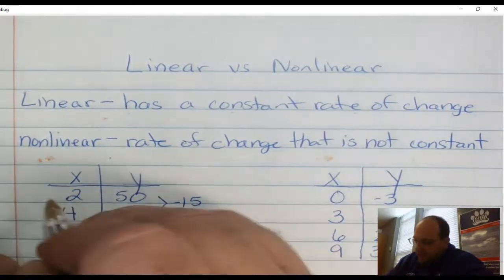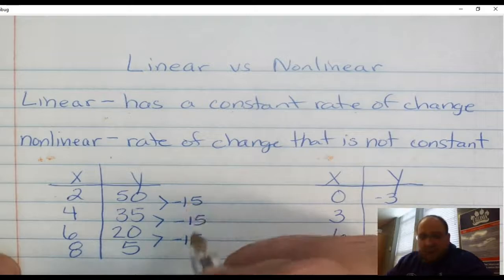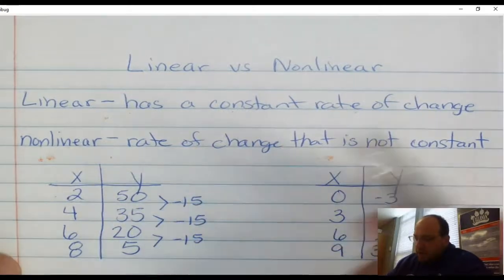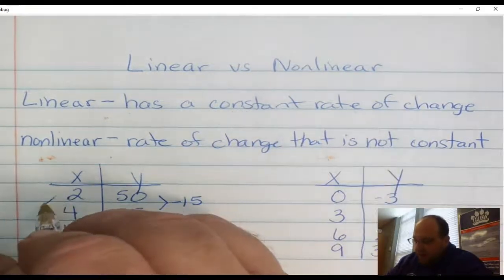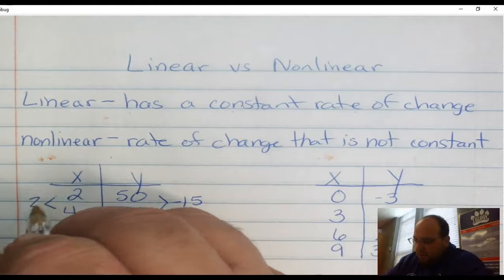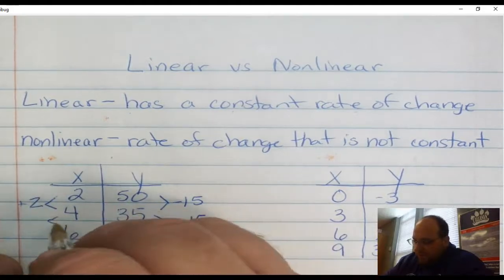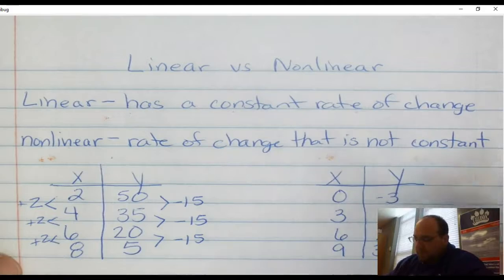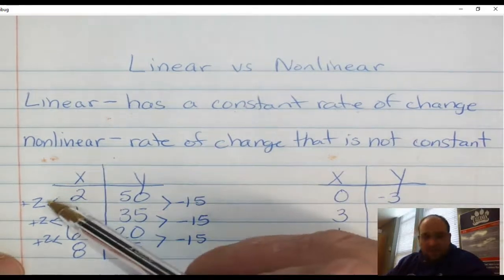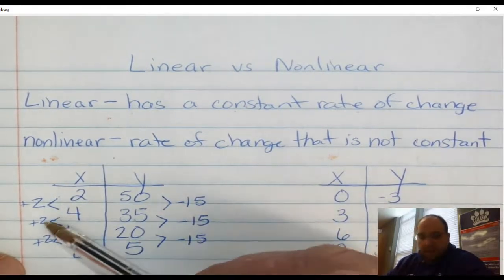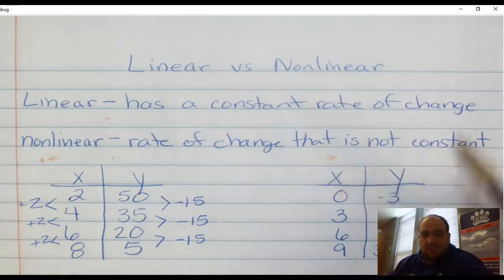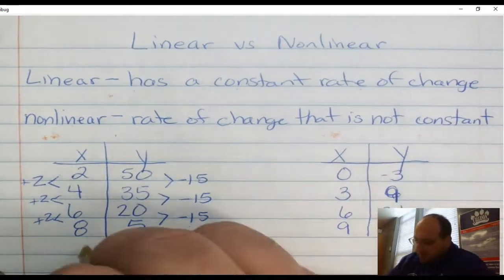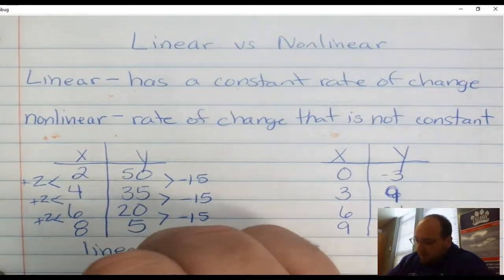I then look at the x and I see that this is constant over here. To be linear, this one over here has to be constant. So 2 to 4 means it went up by 2. 4 to 6, it went up by 2. 6 to 8, it went up by 2. Because this constant matches this constant and is equivalent, this lets me know that this is a linear equation. So I'm going to write down linear.